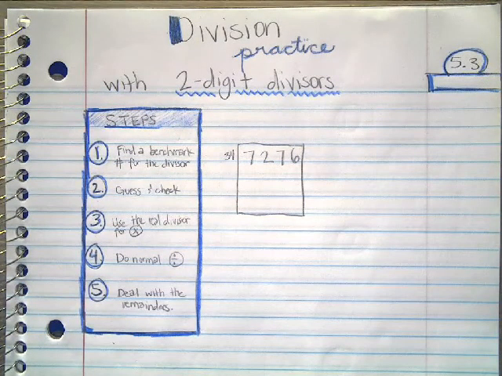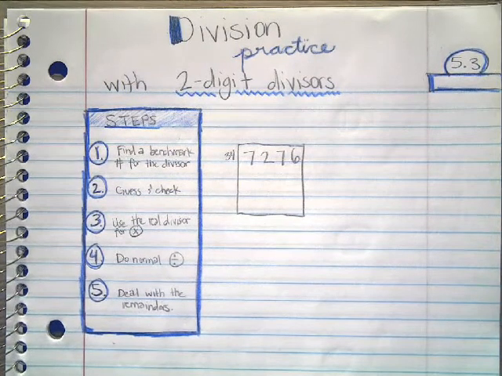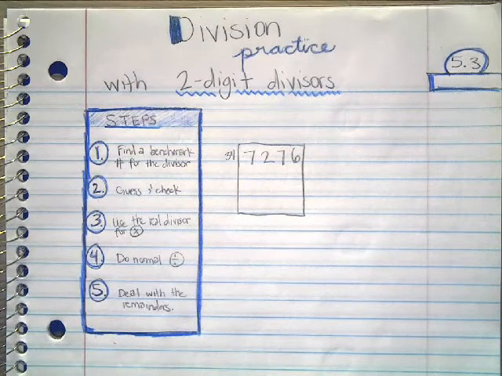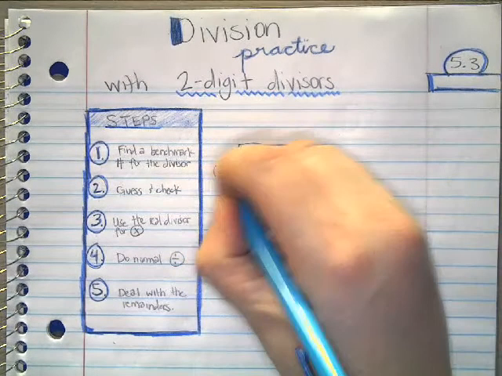So remember, step 1, find a benchmark number for the divisor. So you look at number 34 and you think to yourself, is 34 closest to 30 or closest to 40? We want a number that ends in 0. It's closer to 30. So let's write 30 in parentheses underneath it. I'm going to use blue for the parentheses.